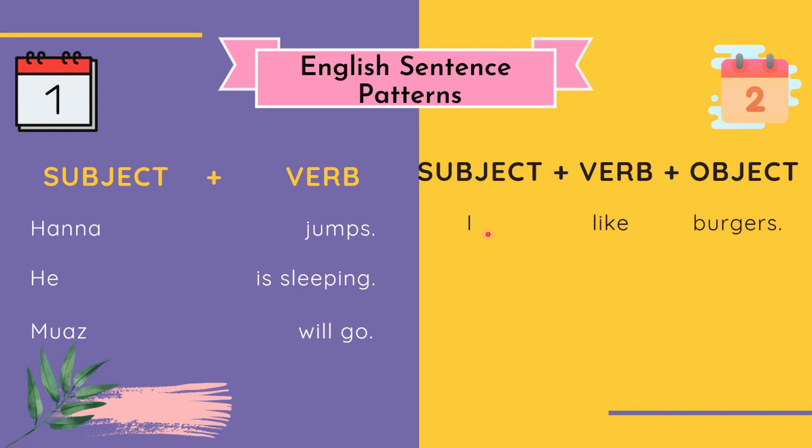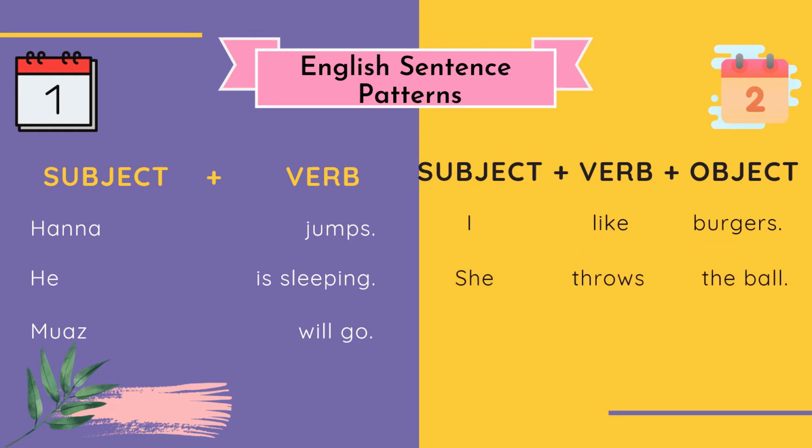The first one, I like burgers. So as you can see, I is the subject of the sentence, like is the verb, and the object of the verb is burgers.